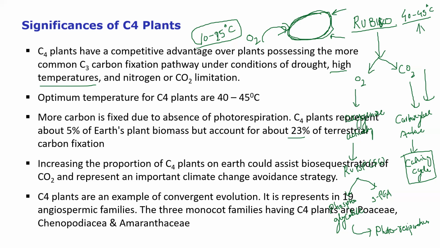So altogether, it is present in 19 angiospermic families. The 3 monocot families having C4 plants are Poaceae, Chenopodiaceae, and Amaranthaceae. In the case of Poaceae, you know very well, sugarcane belongs to the Poaceae. Chenopodiaceae and Amaranthaceae are the other 2 families in which C4 plants are found. So please note it, some important information.